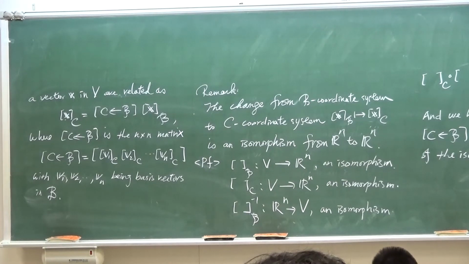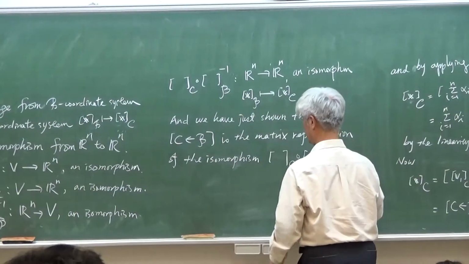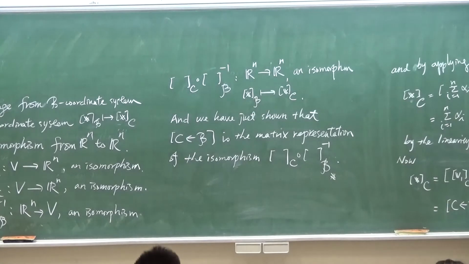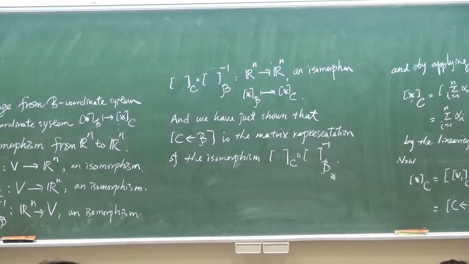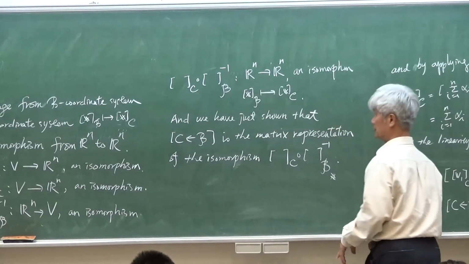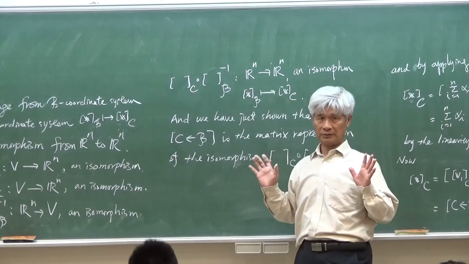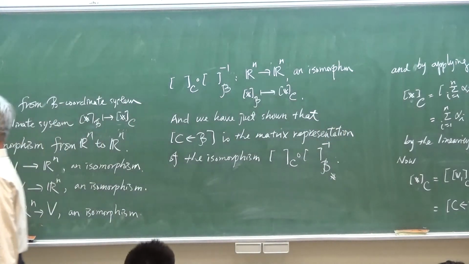So this composition is actually doing the coordinate change. What we have done here is to show that this transition matrix is the matrix representation of such an isomorphism, because coordinate change is an isomorphism. Any questions?